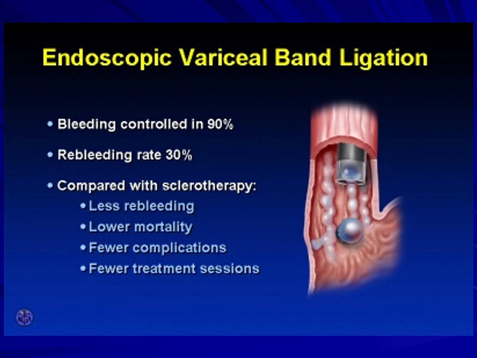Endoscopic variceal band ligation or banding is the placement of a rubber band around the bleeding varix through the scope. It controls the bleeding 90% of the time. The rebleeding rate is around 30%. There is another method to control bleeding endoscopically called sclerotherapy. In sclerotherapy, we inject a sclerosing agent into the varix. Compared with sclerotherapy, variceal band ligation has less rebleeding, has lower mortality, fewer complications, and fewer treatment sessions. So it is the number one endoscopic method to control variceal hemorrhage.